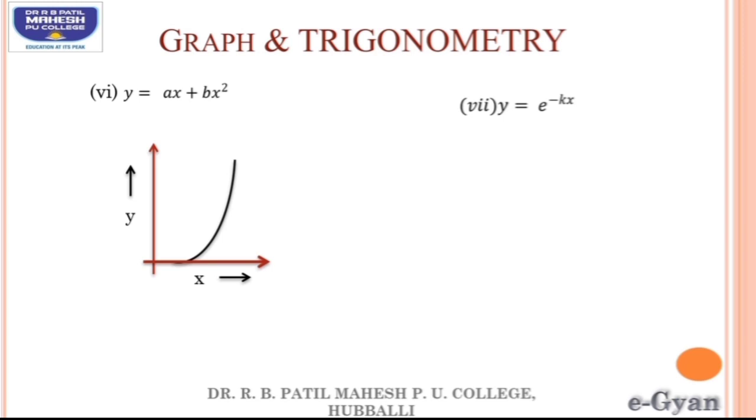Seventh one, y equal to e to the power of minus k into x. This equation is called an exponential equation, and since there is a minus sign, the value of y decreases exponentially, and it is shown by the graph. Here initially the value of y will be maximum, and its value goes on decreasing as the value of x increases.